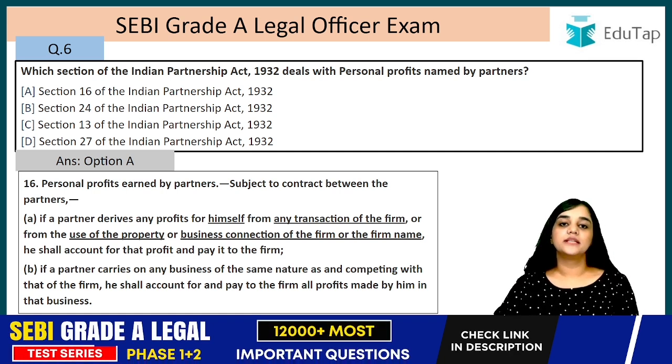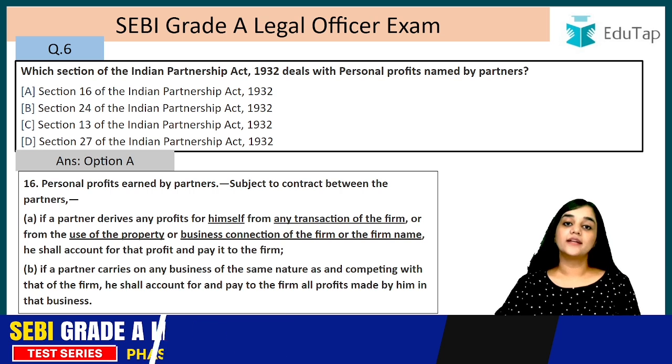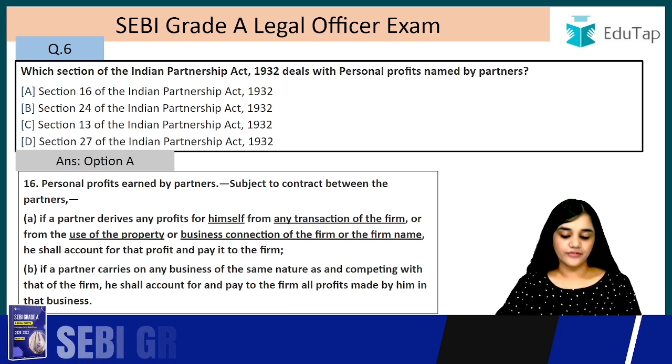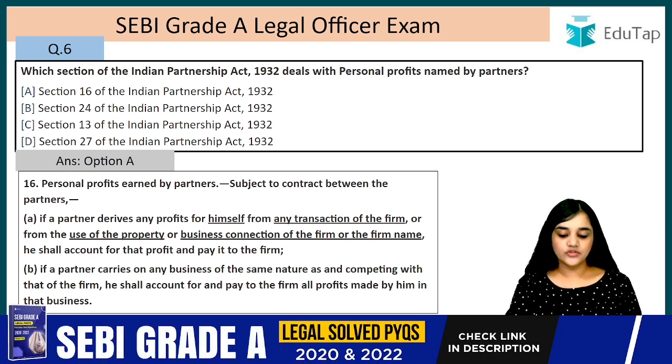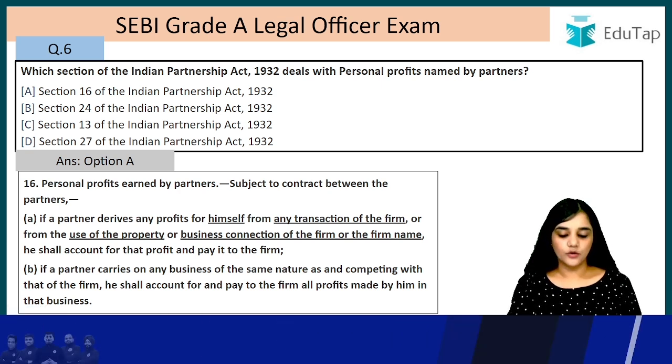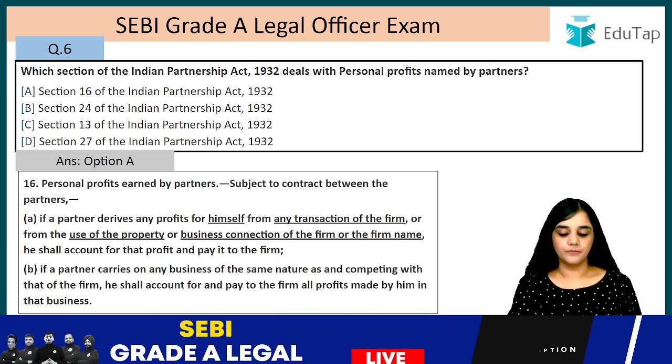He is selling the cakes from his house. So this is his personal gain. This is his personal profit. So this is not allowed, and A and B are not aware of this fact. So what he has to do, he shall account for the profits and pay it to the firm. The profits that he has earned from the business name, from the firm name, he shall account for and pay to the firm.